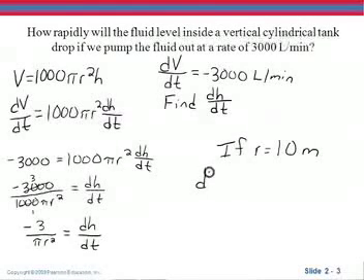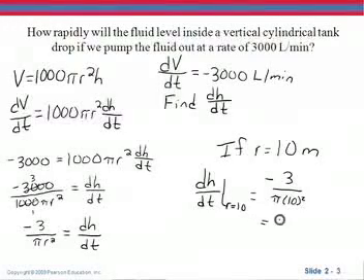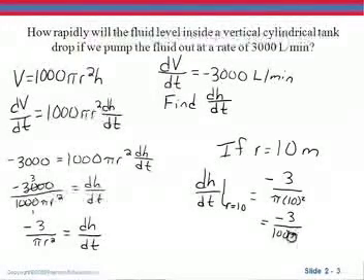then the change in our height with respect to time when r is 10 would be negative 3 divided by pi times 10 squared, or negative 3 divided by 100 pi.